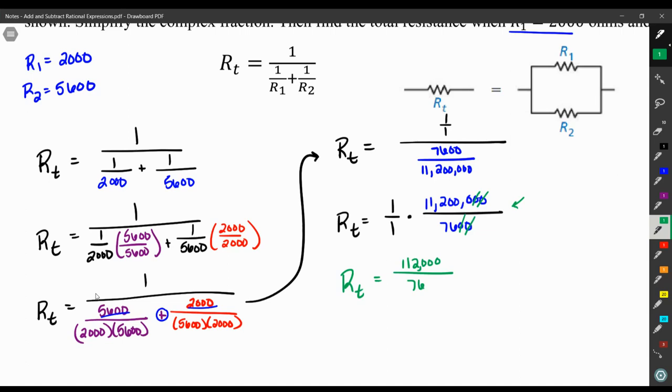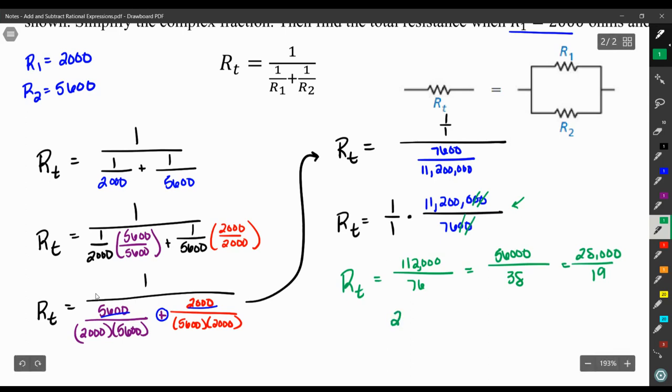Now we can simplify this fraction further. I know that I can divide both of those by 2 because both of them are even. So 112,000 divided by 2 will give us 56,000 over, and if I do 76 divided by 2, we get 38. And since they're still even, I can still simplify. So we're just going to simplify as far down as we can. 56,000 divided by 2, we get 28,000. And that's about as far as we can go because 28,000 is not divisible evenly by 19.